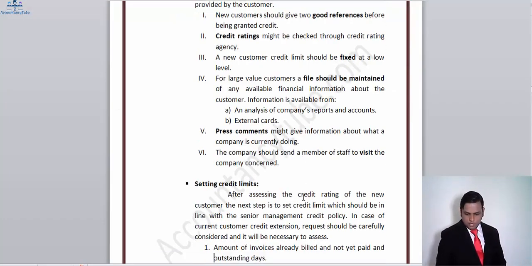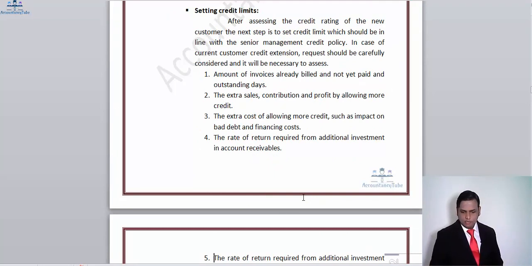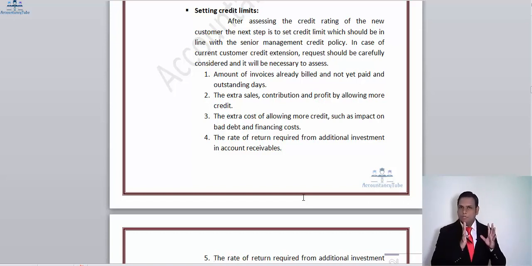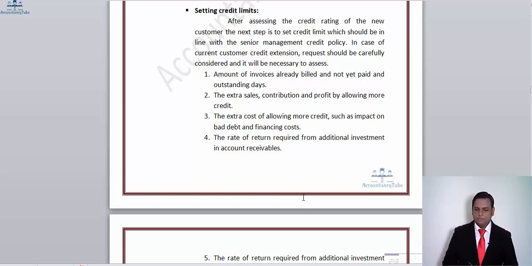Now, setting credit limits. After assessing the credit rating of the new customer, the next step is to set the credit limit, which should be in line with the senior management credit policy. As I've just told you, we will be needing that policy which we considered at the beginning of this chapter to guide us throughout the way.